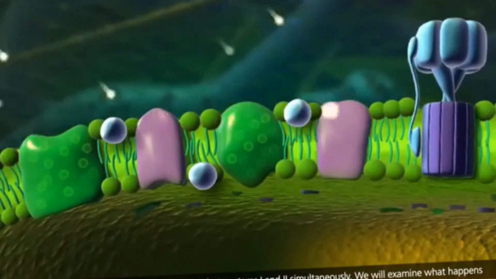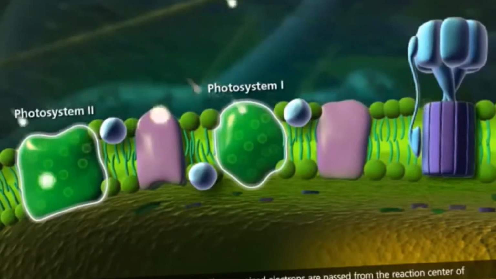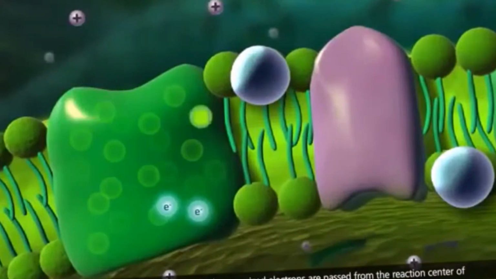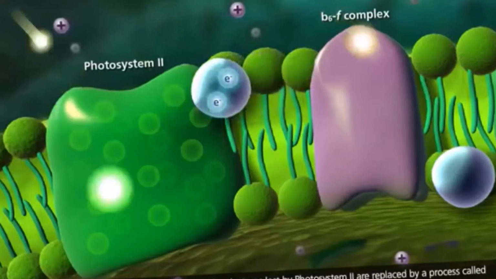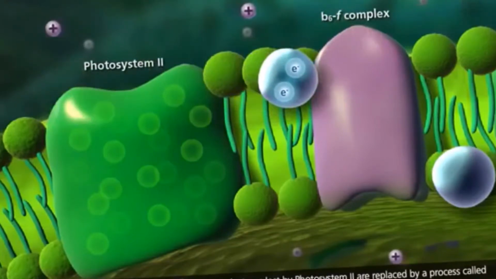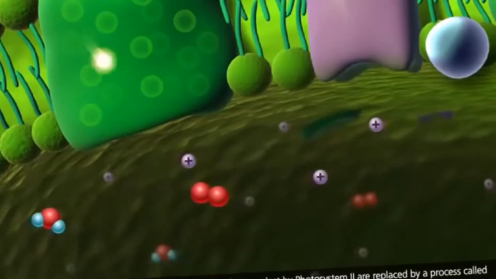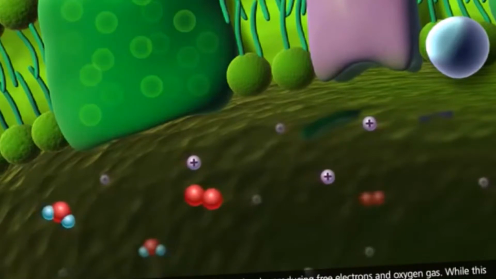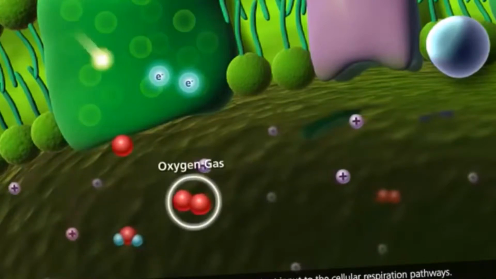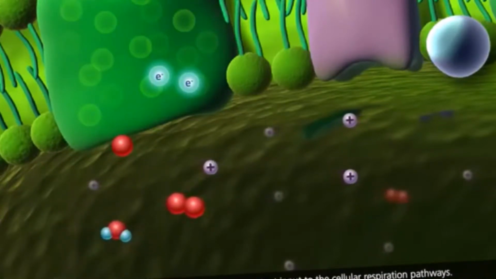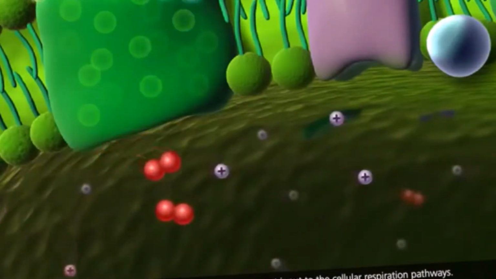Photons of light strike photosystems 1 and 2 simultaneously. We will examine what happens with the photons striking photosystem 2 first. The energized electrons are passed from the reaction center of photosystem 2 to an electron transport chain. The electrons lost by photosystem 2 are replaced by a process called photolysis, which involves the oxidation of a water molecule, producing free electrons and oxygen gas. While this oxygen gas is a byproduct of photosynthesis, it is an important input to the cellular respiration pathways.